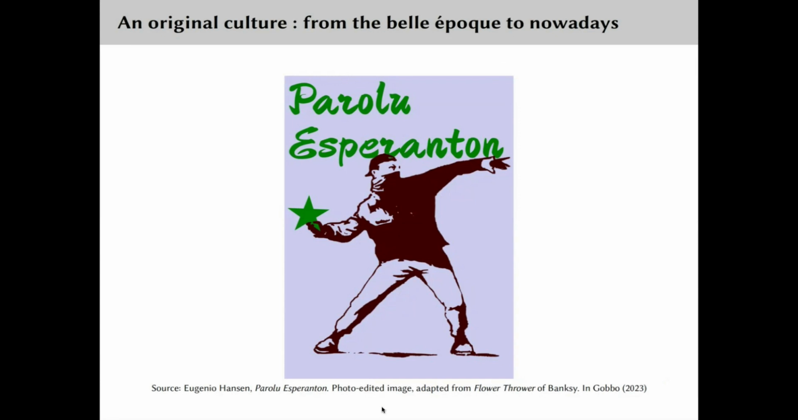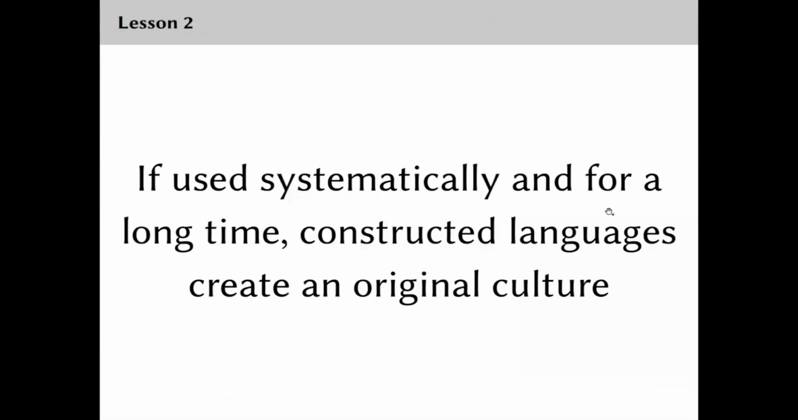And this is, for example, a meme in Esperanto. There is a nice production of memes in Esperanto, which is, of course, an adaptation of Flower Thrower by Banksy. Parolu Esperanton, speak Esperanto, and instead of throwing the flowers, it throws the green star, which is the symbol of Esperanto. So you can have, according to the period, different visualizations, interpretations, and cultural artifacts in Esperanto culture.